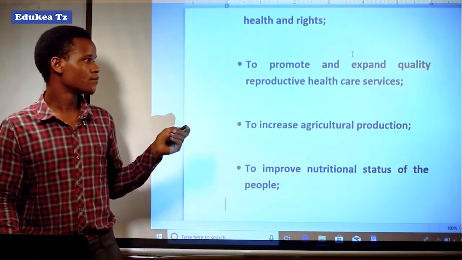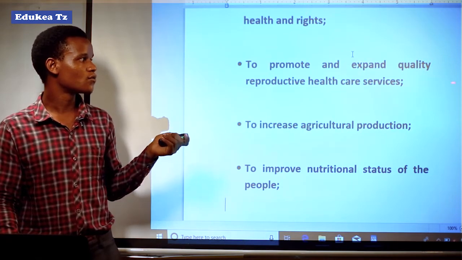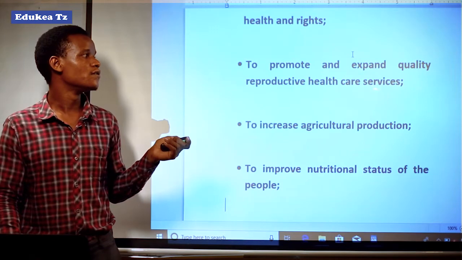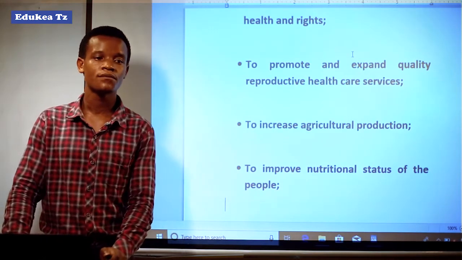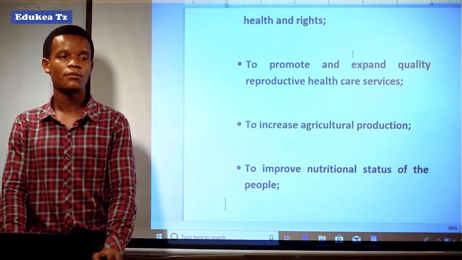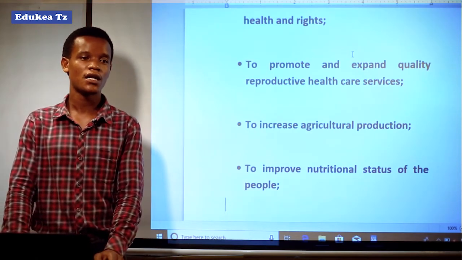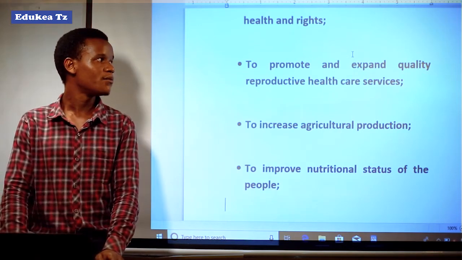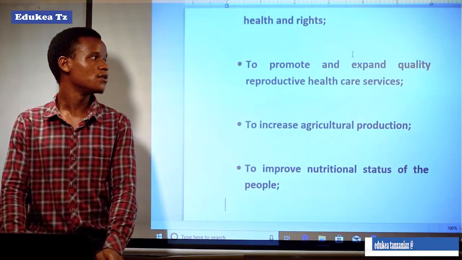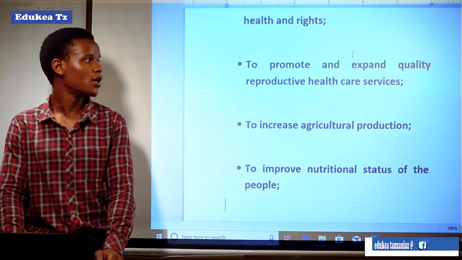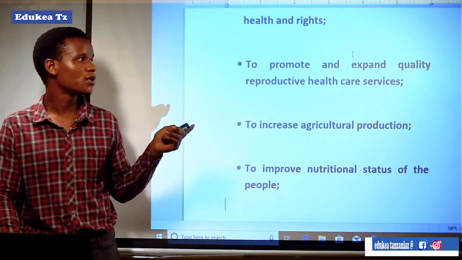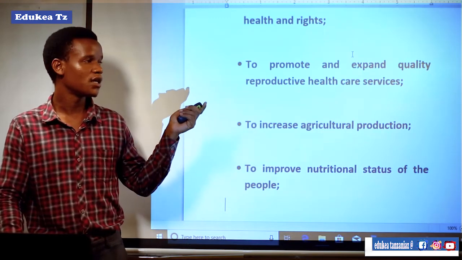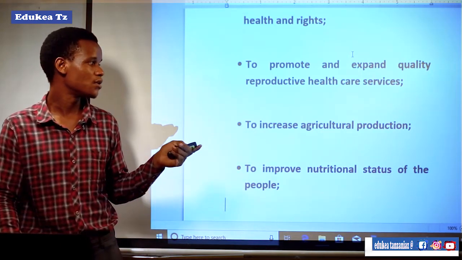Another is to promote and expand quality reproductive health care services, etc. By recognizing that the population of our country is balanced with our development in different sectors like social, the government, knowing this, put these policies in order to help ensure the quality and expansion of those reproductive health care services like hospitals, etc.